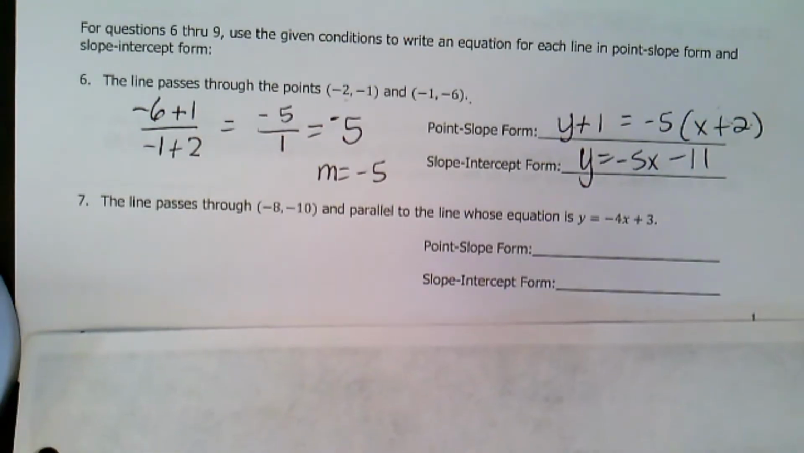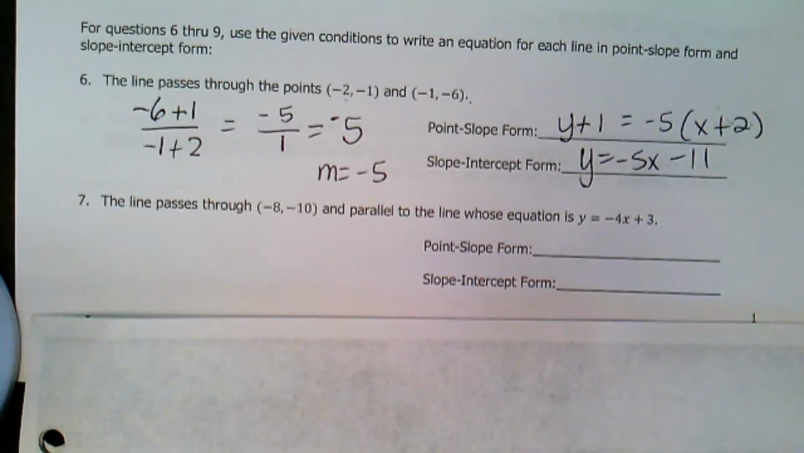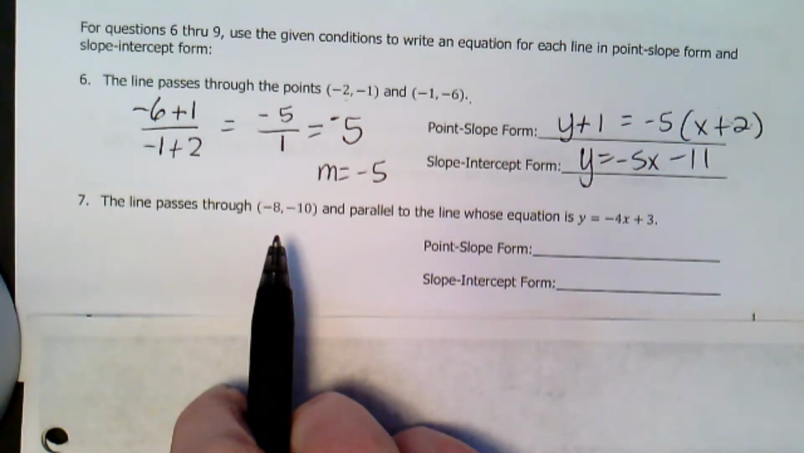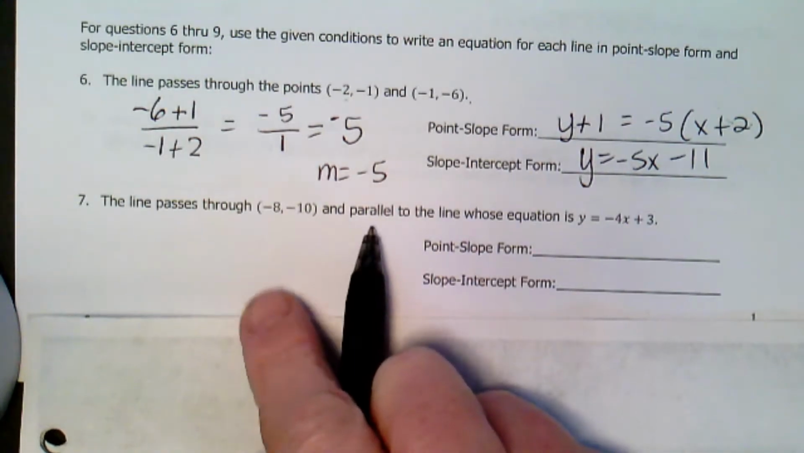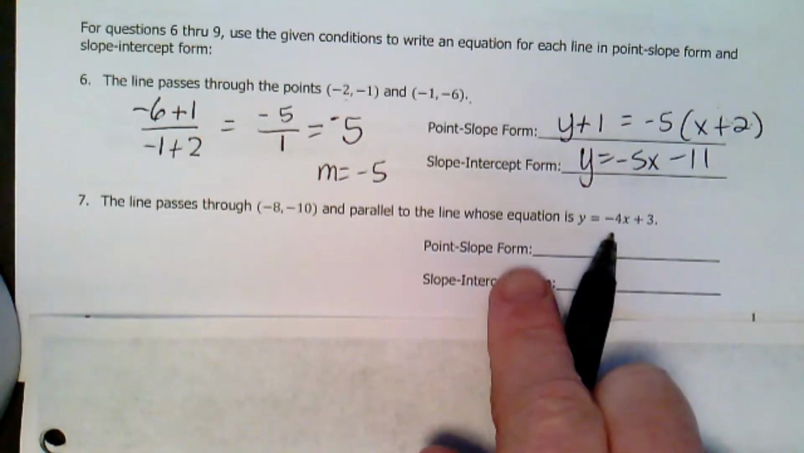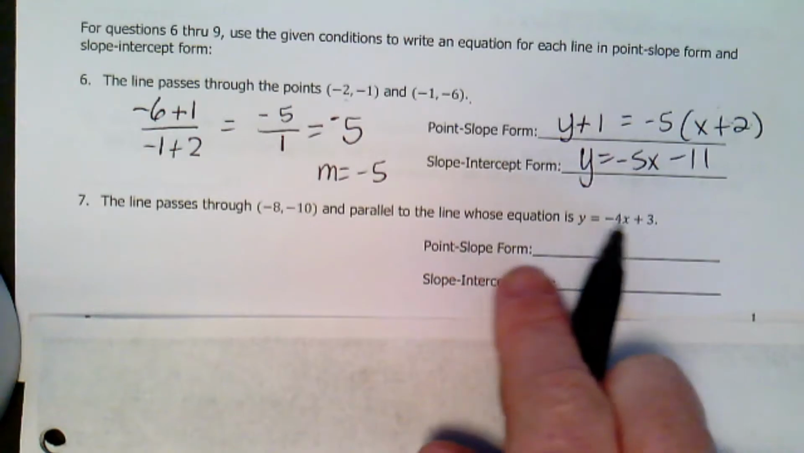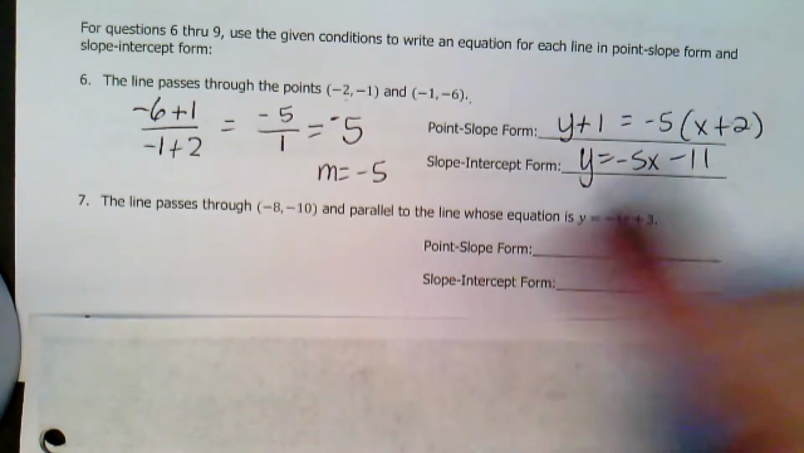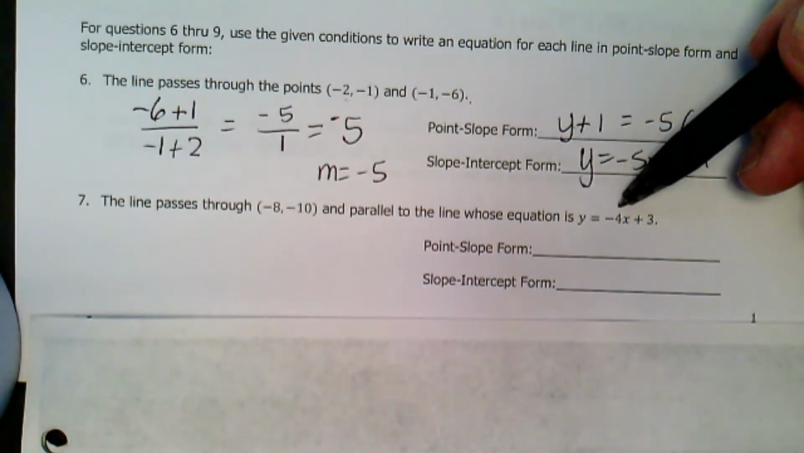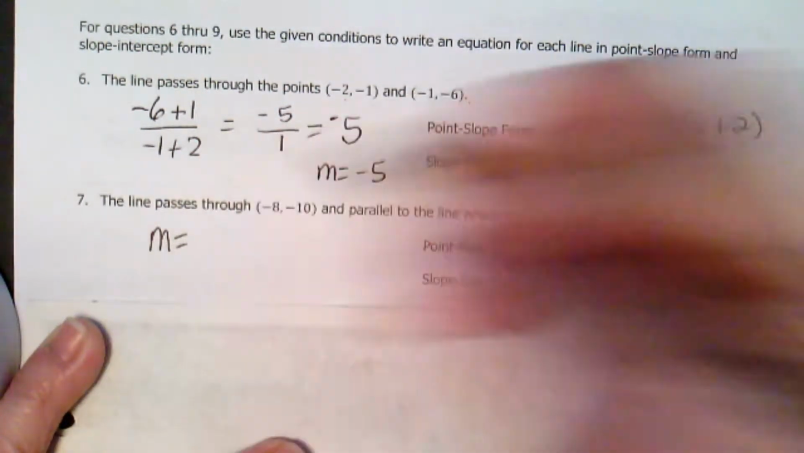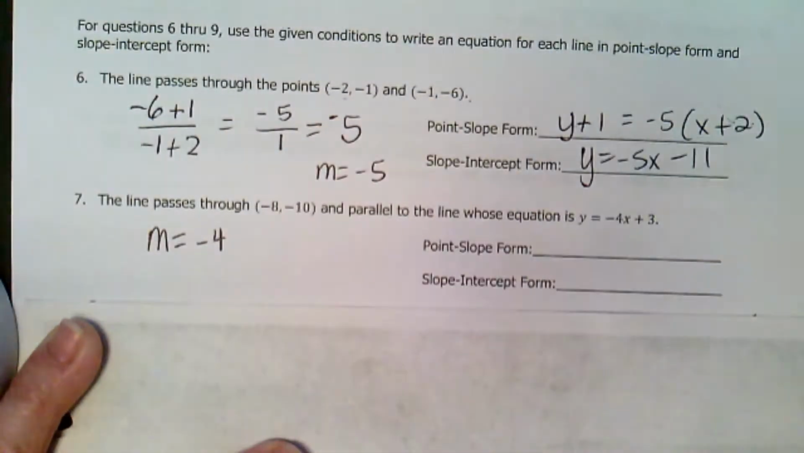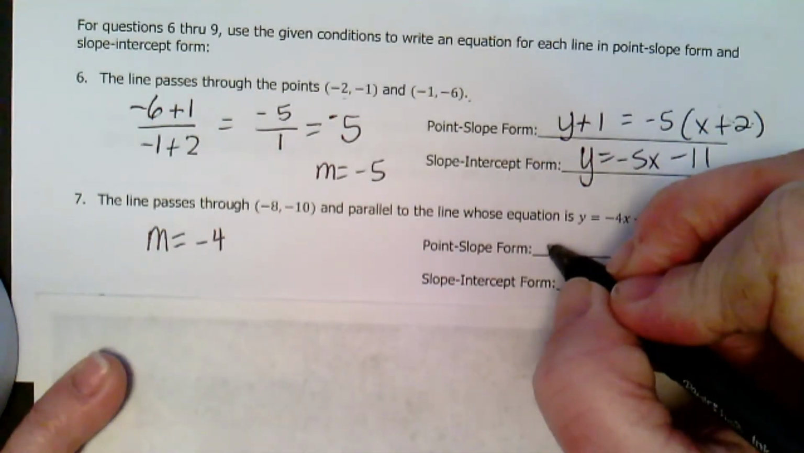Alright, number 7. Line passes through -8, -10, and parallel to the line whose equation is y equals -4x plus 3. Alright, so we have our point, and we can find our slope by using another line. Since it says it's parallel to, that means it's going to have the same slope as this line. Now this is already in slope intercept form, which is wonderful because that tells us right here that that is our slope. So our slope for our new line is -4. And then we're just going to plug it in.